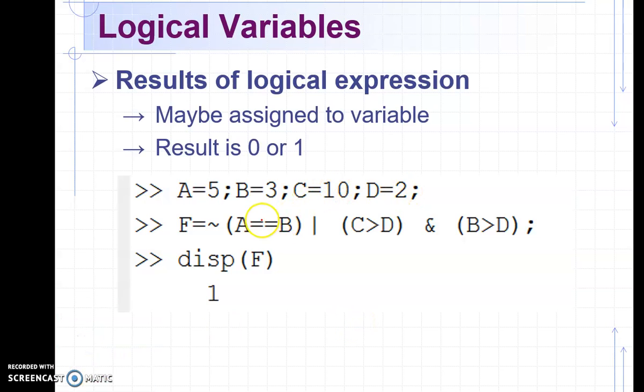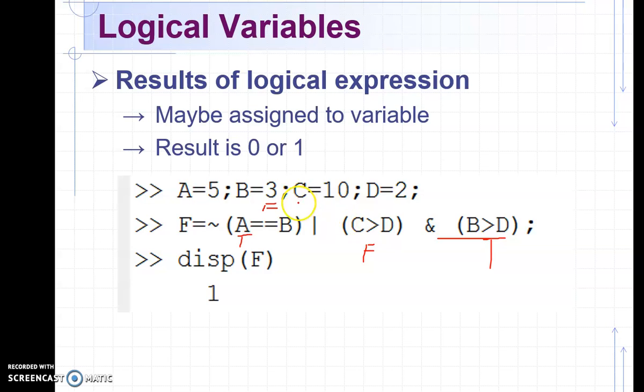All right, so is A equal to B? That's false, but not false is true. All right, A equal to B is false, not false. Is C bigger than D? False. Is B bigger than D? It is. All right, 3 is bigger than 2.